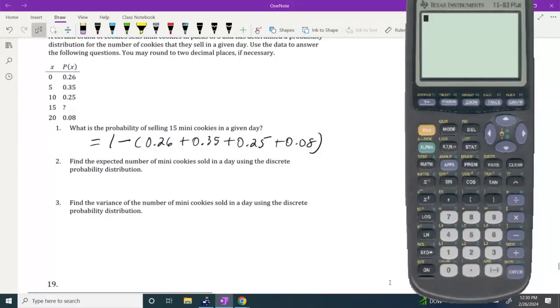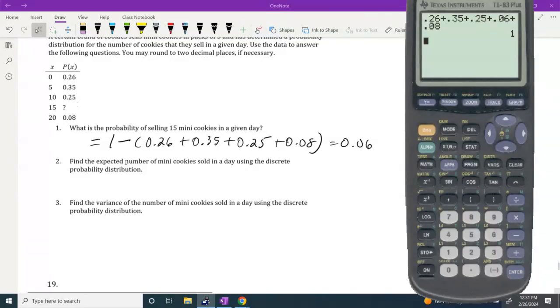So I believe once you calculate all of that, you should get 0.06. That means if I were to add up all of these things, like 0.26 plus 0.35 plus 0.25 plus 0.06, which we just found, plus 0.08, you should get 1. So it's like an algebraic type equation was set up to find an unknown value. That's about as far as algebra that we're going to ever do in this class.